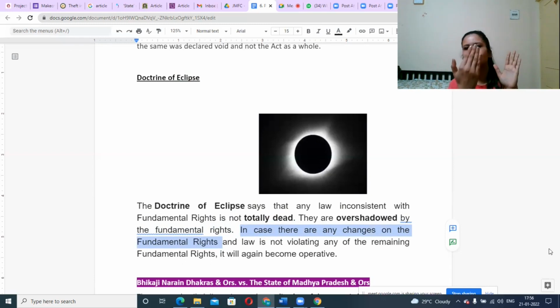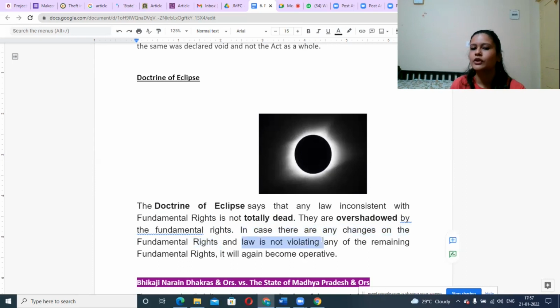Tomorrow we would say, no, this is what fundamental rights is. Day after tomorrow, again, we may go back to the same position. Today we are saying something, tomorrow something else. That's why they are saying, in case there are any changes on fundamental rights, if there is an amendment and the law is not violating any of the remaining fundamental rights, right?